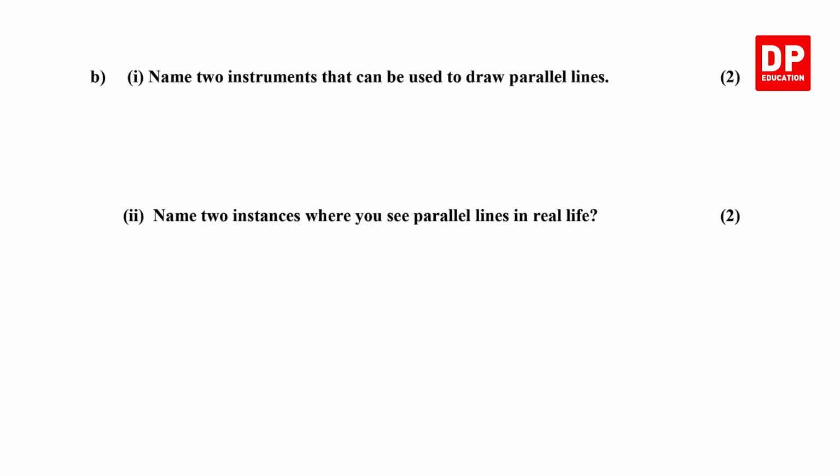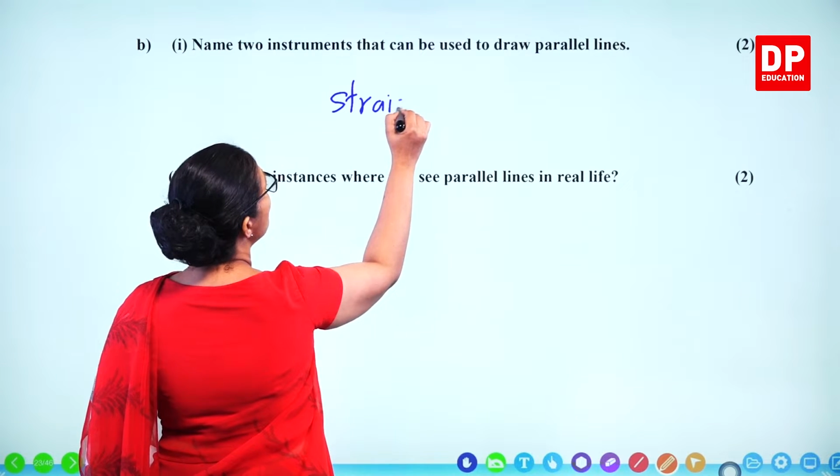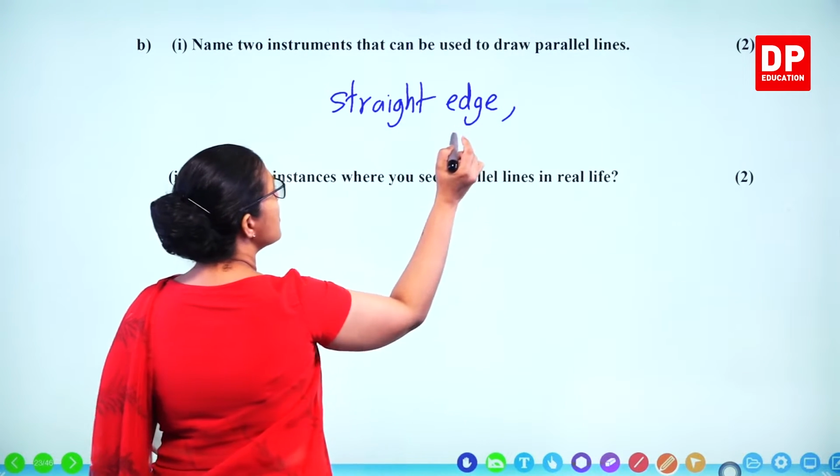B, name 2 instruments that can be used to draw parallel lines. So straight edge, that means ruler. And what else you use? Set square.